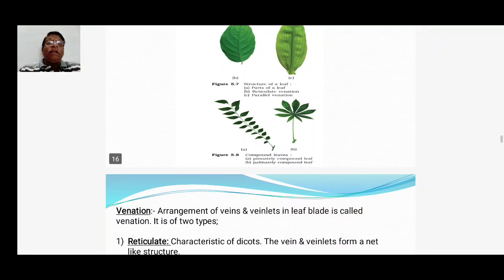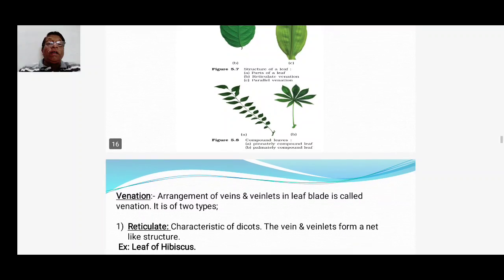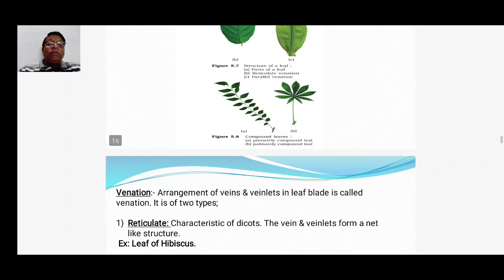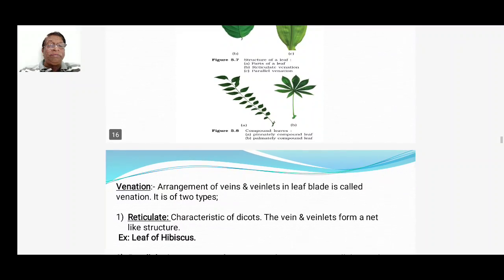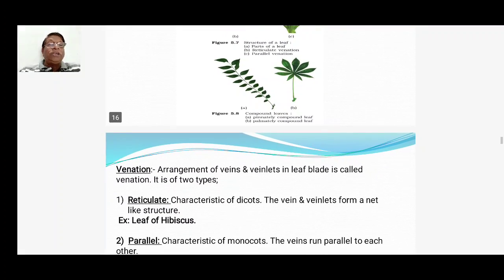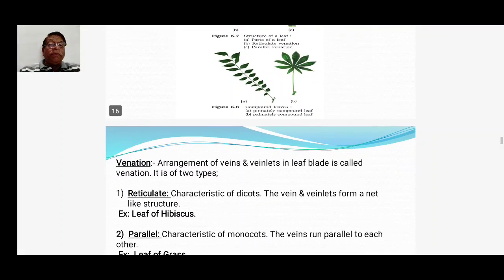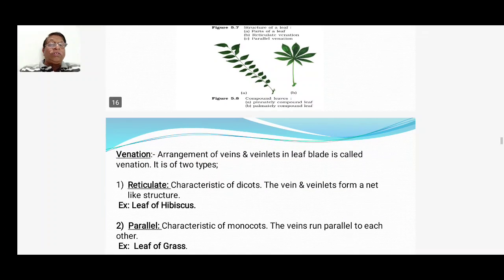Example, sunflower, hibiscus, or peepal leaf, banyan leaf, etc. Next, see the right side diagram. That is monocot.